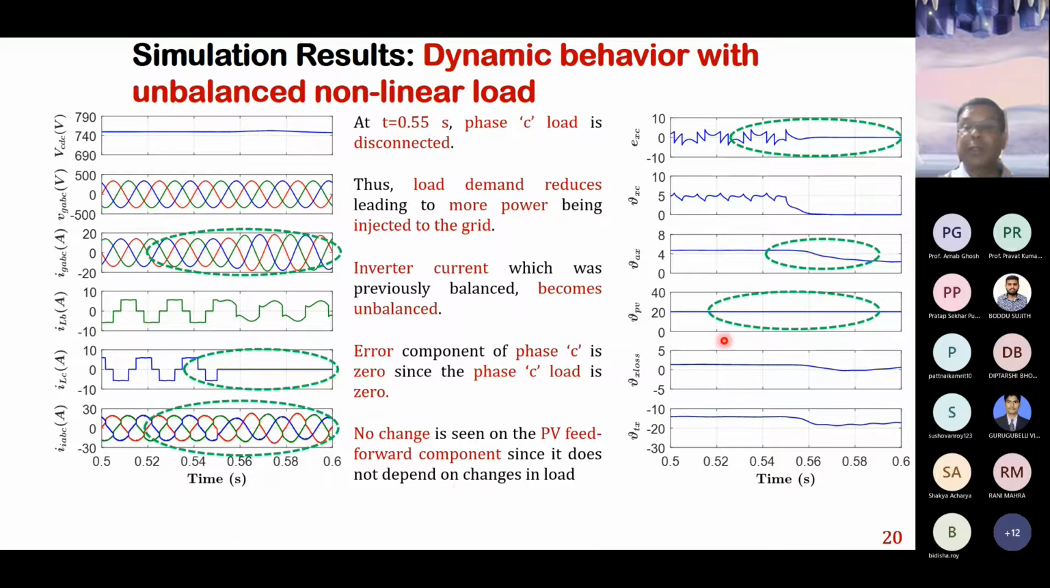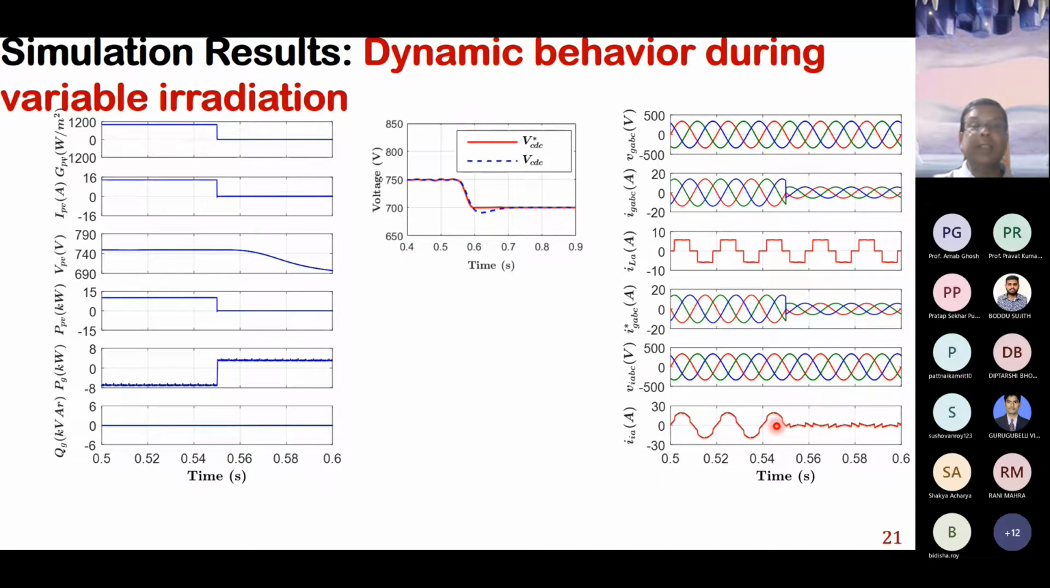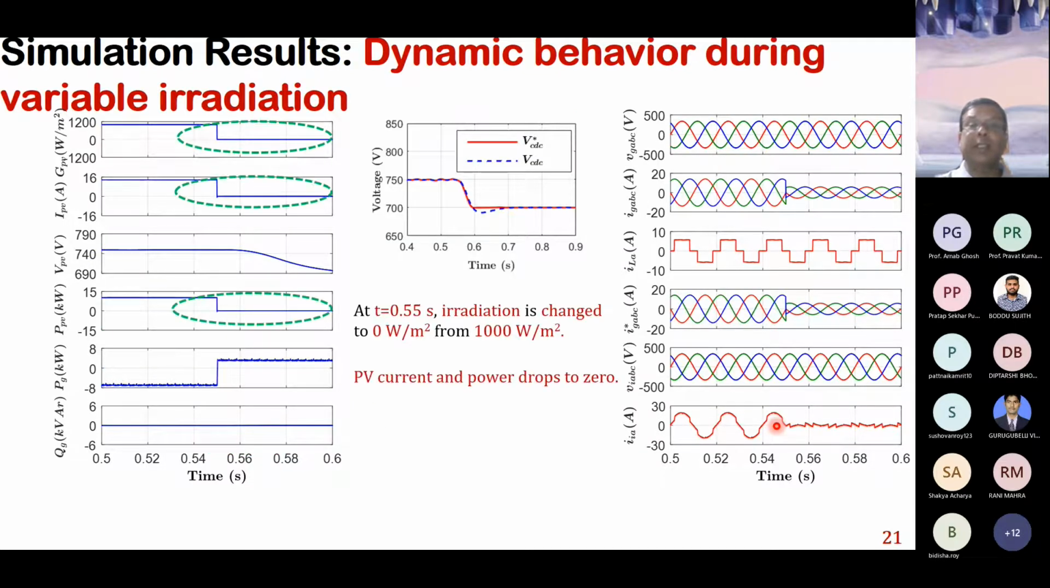Okay, so these are the different results obtained during the dynamic behavior with nonlinear load. And this is the third condition, where we consider a dynamic behavior during variable irradiance. That means initially we have 1000 watts per square meter up to 0.55 second. Now at 0.55 second, the irradiance has been changed from 1000 to 0.